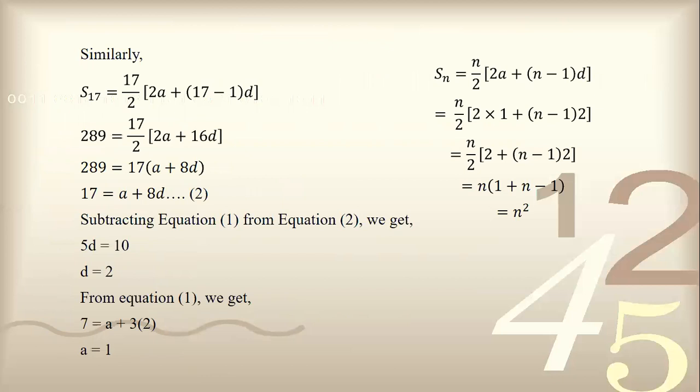Subtracting both the equations, a would get cancelled. We are remaining with 5d equal to 10. So d is equal to 2. From the first equation, we get 7 equal to a plus 3 into 2. So a is 1. Now we have to find Sn, the general form, isn't it?